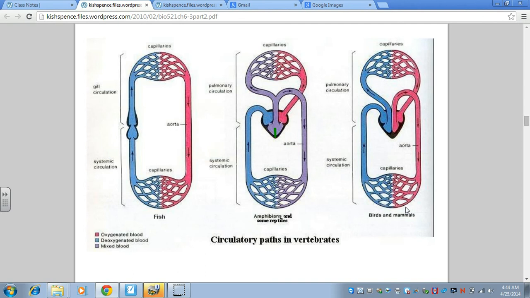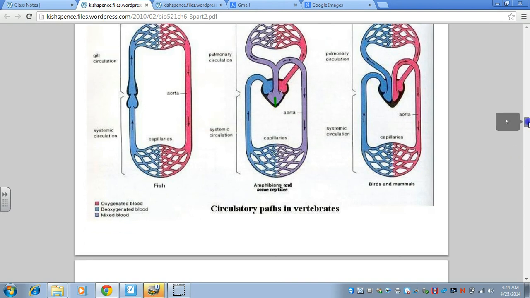So birds and mammals have 4-chambered hearts. They're also the only ones that are warm-blooded. So they have an extra high demand of oxygen in order to maintain their body temperature too.